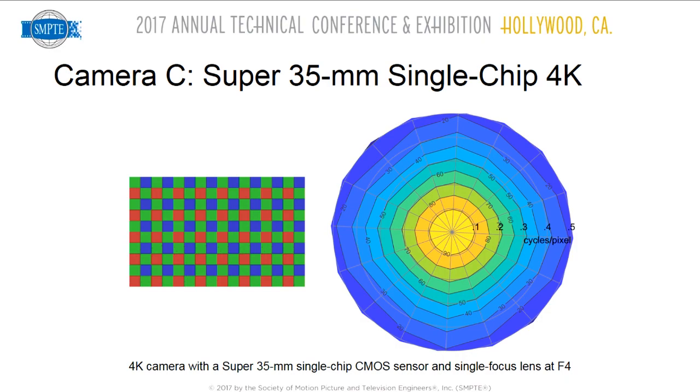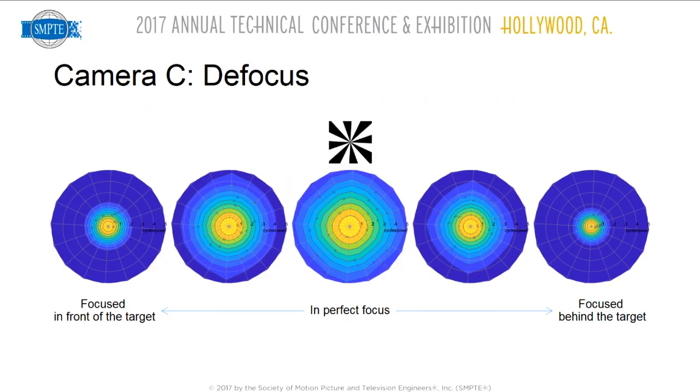And the next one is a Super 35 millimeter single-chip 4K camera. And I used a single focus lens at F4. And you can see that this multidirectional MTF appears a little bit square because this camera has a single-chip sensor with a Bayer color filter array, so green pixels are sparse in the diagonal direction. So the MTF in the diagonal direction is worse than those in the horizontal or vertical direction. And if you defocus the lens, the multidirectional MTF becomes more rounded because the lens MTF is dominant.